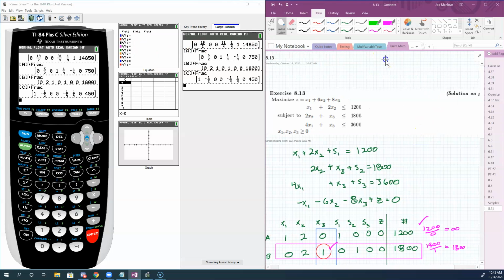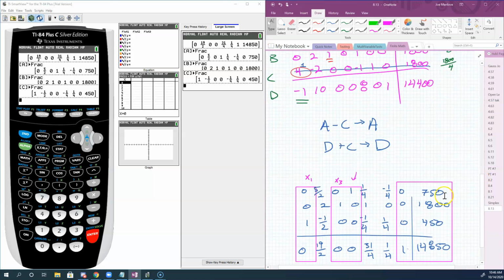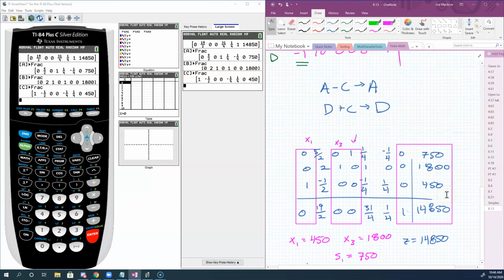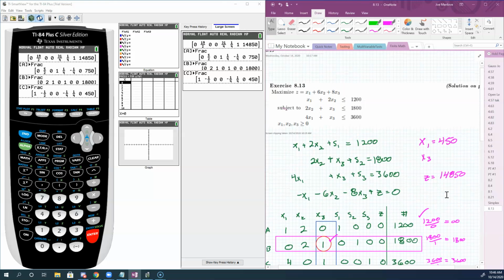So we found, what were my numbers again? I got x1 was 450. I got z was 14,850. I remember those two. S1 was 750. Oh, was x1 750, not 450? I keep screwing that up. No, x1 was s1. S1, you were right. S1 was 750 though, and X3 was 1800, I think.